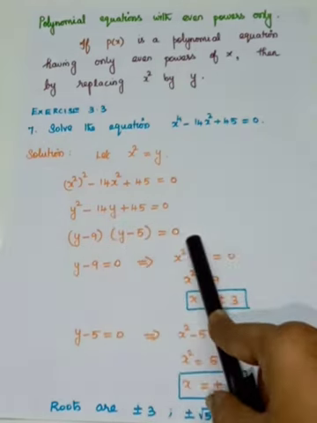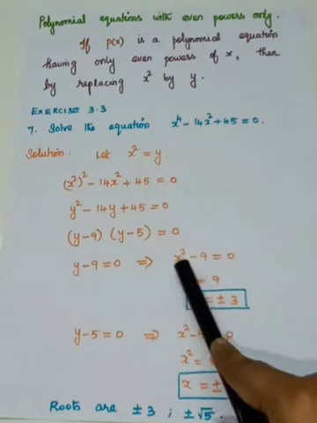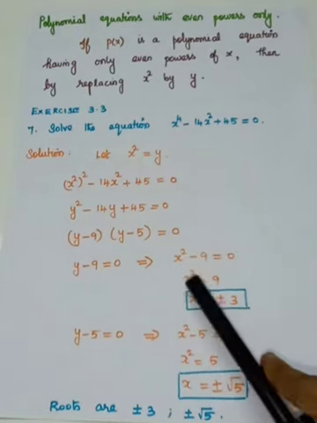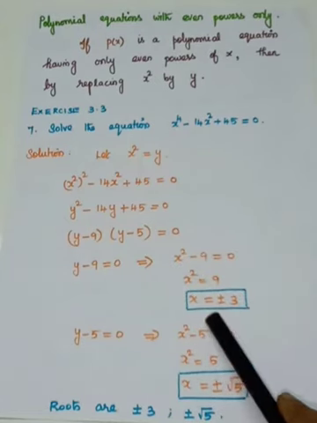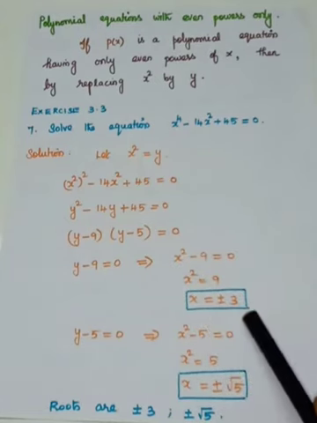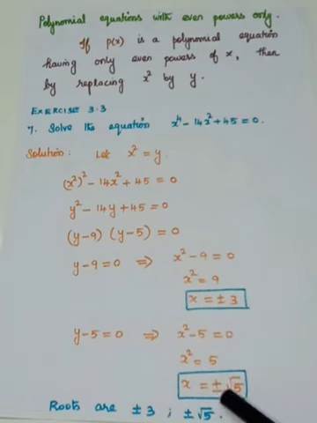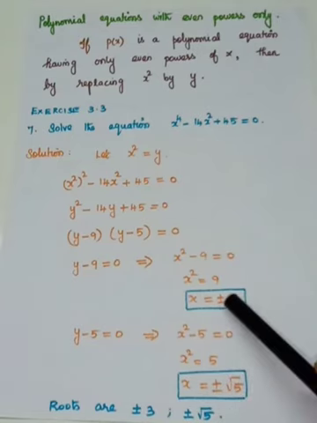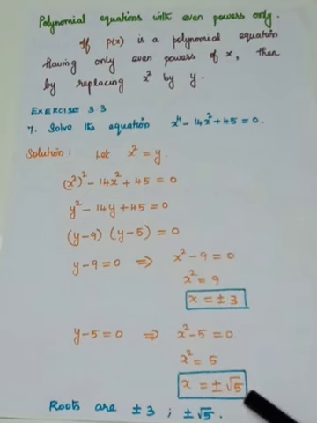y minus 9 is equal to 0 implies, in the place of y, what can you substitute? x squared. So x squared minus 9 is equal to 0, x squared is equal to 9, x is equal to plus or minus 3. Take the next factor, y minus 5 is equal to 0. In the place of y you have to substitute x squared. So x squared minus 5 is equal to 0, x squared is equal to 5, x is equal to plus or minus root 5. So what are the roots? Plus or minus 3 and plus or minus root 5. So we will get the 4 roots.